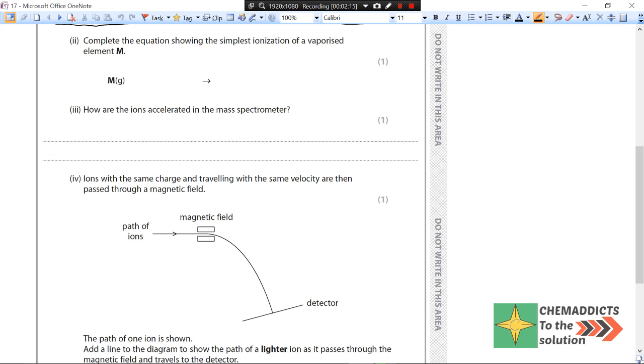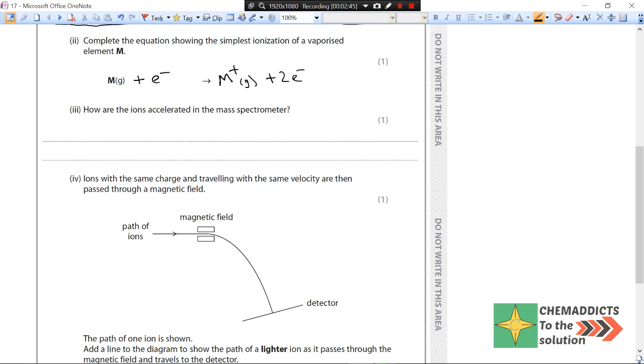We will bombard this with a high energy electron, as we have discussed earlier, which will knock one electron from this metal M. So we will end up getting M plus, gaseous, plus 2 electrons. Okay, 2 electrons, fine.